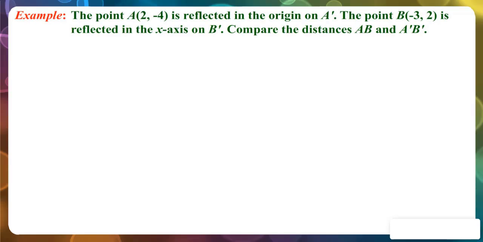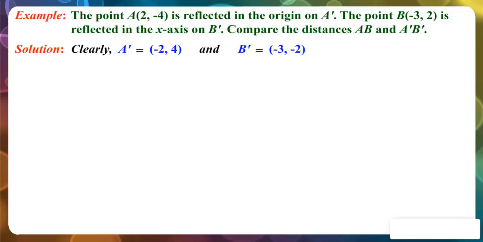Let's take the next example. The point A (2, minus 4) is reflected in the origin onto A dash. The point B (minus 3, 2) is reflected in the x-axis onto B dash. Compare the distances AB and A dash B dash. Let's solve this. Clearly, A dash is equal to (minus 2, 4) and B dash is equal to (minus 3, minus 2).